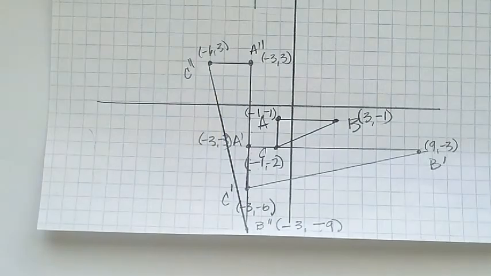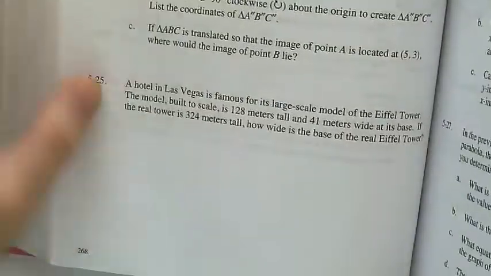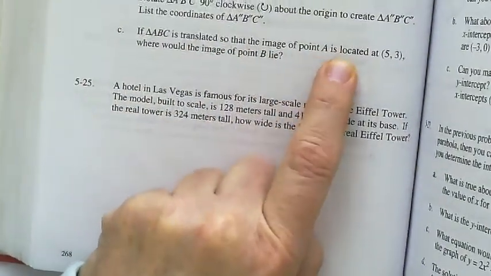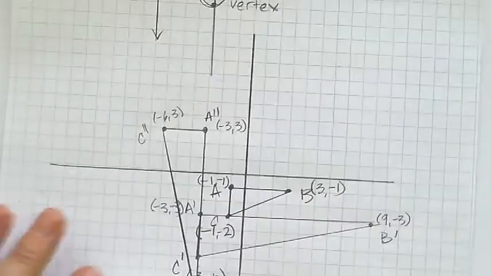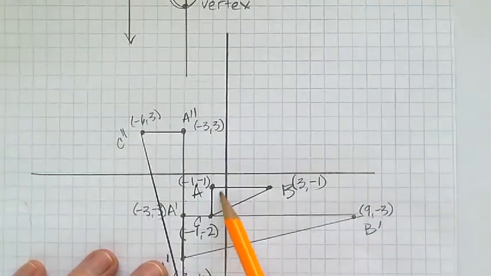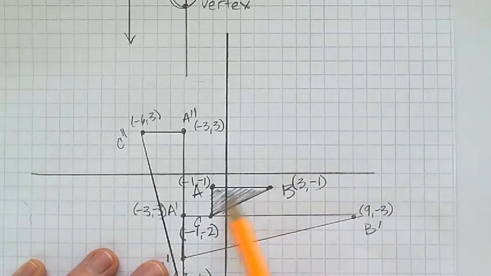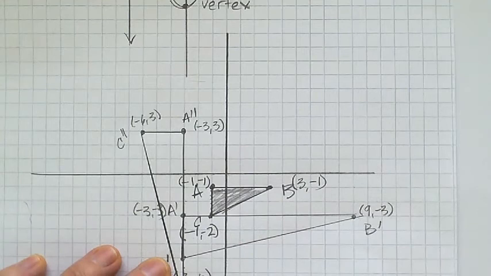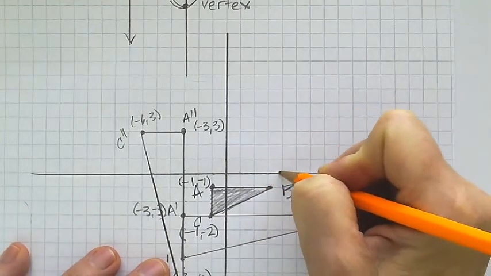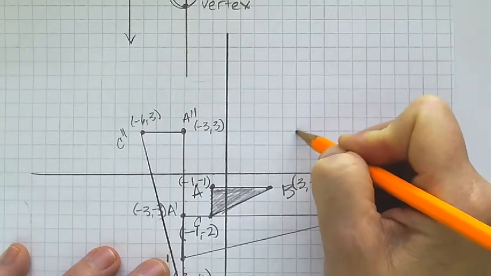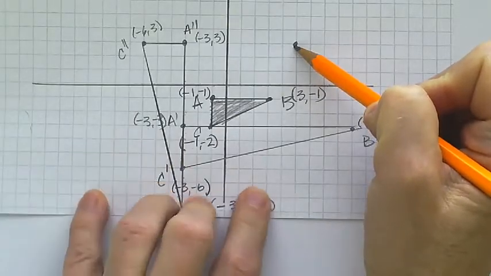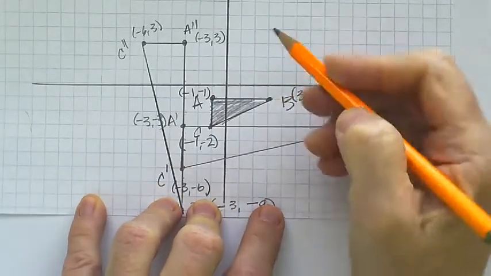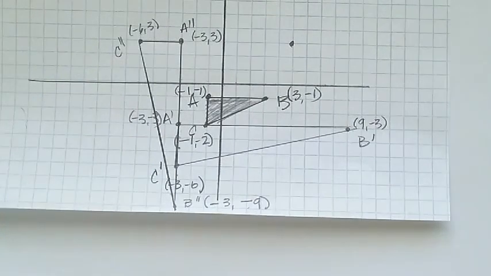And then last, it says if ABC is translated so that the image of point A is at 5, 3, where would the image of point B be? So if it's translated, so the original triangle, which was this one right here, if it's translated so that A is at 5, 3. 1, 2, 3, 4, 2, 3. Okay, so if this moves from here to here, they want to know where B is going to be.